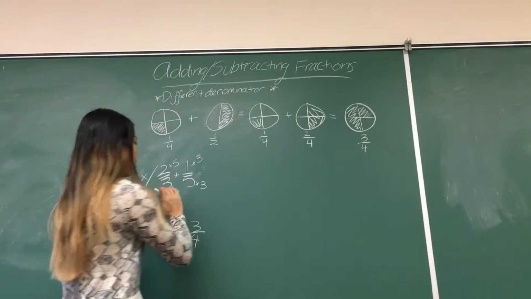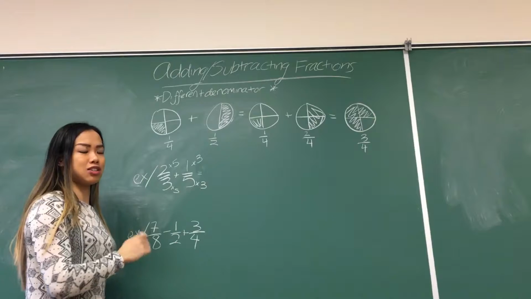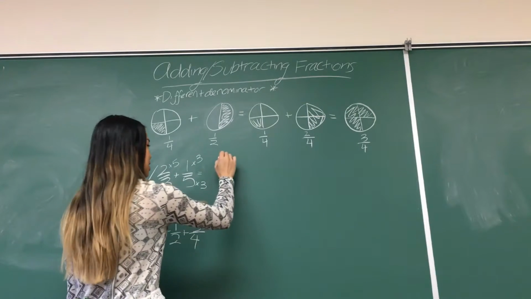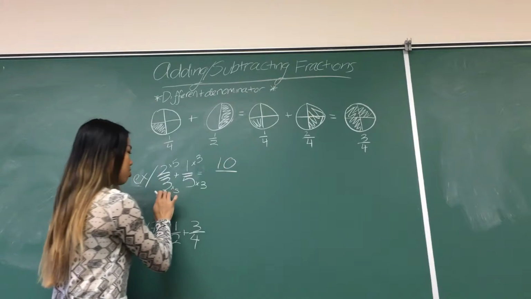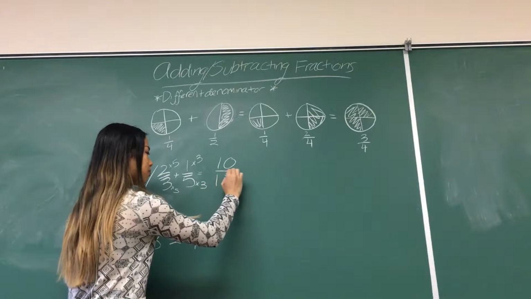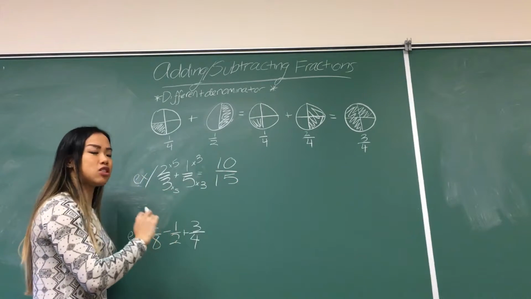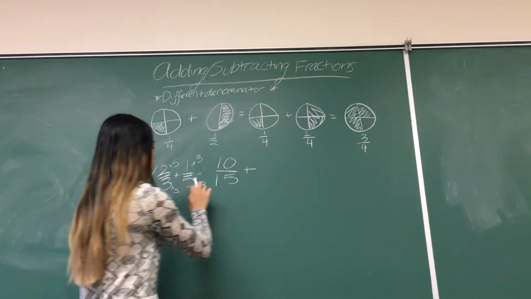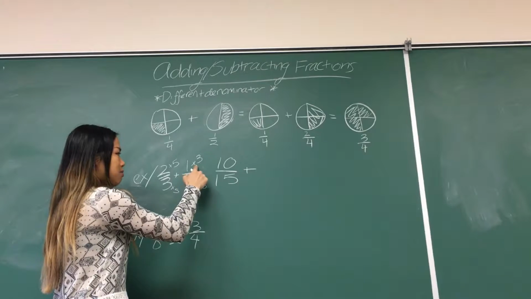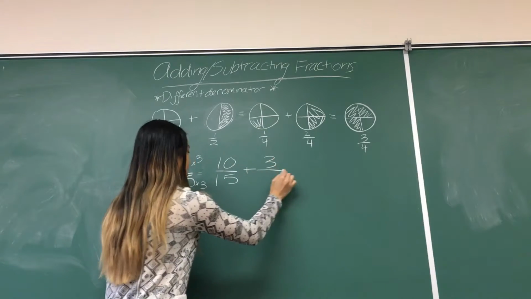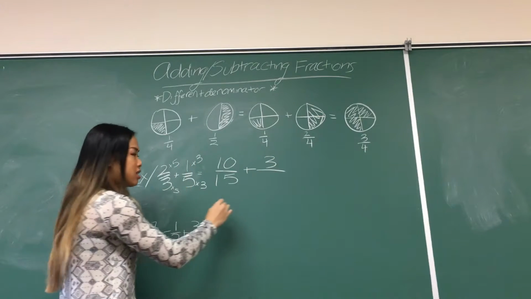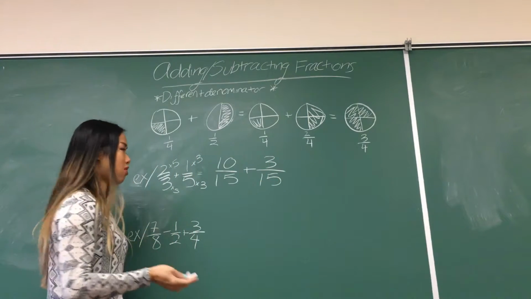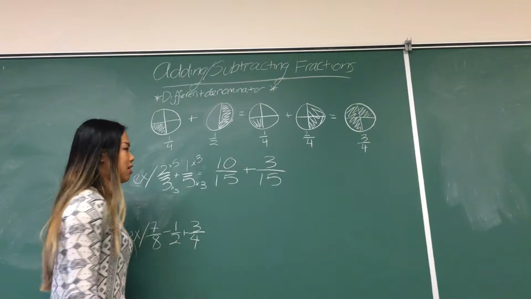So now we'll just do our multiplication to get our new fractions, our equivalent fractions. So we got 2 times 5 is 10. And then 3 times 5 is 15. So that 10/15 is our equivalent fraction for 2/3. Okay, and then now our next fraction here, 1 times 3 is 3. 5 times 3 is 15. So 3/15 is the same equivalent fraction as 1/5.